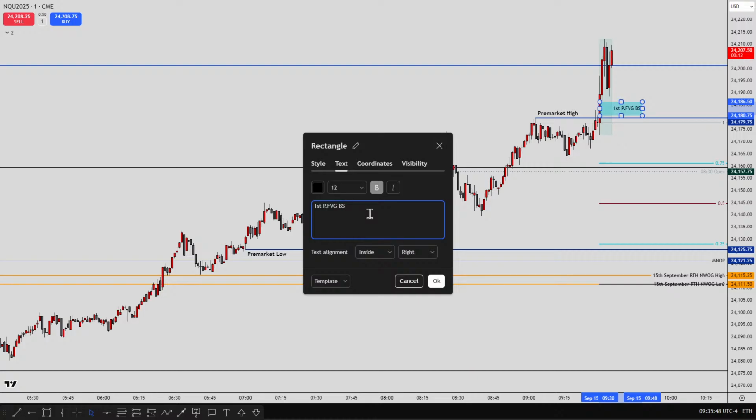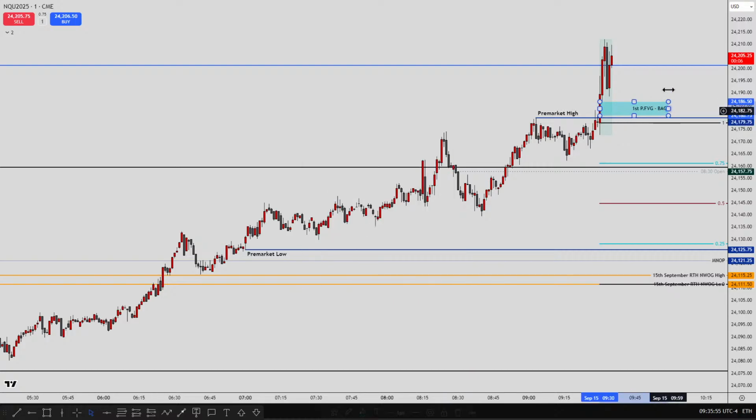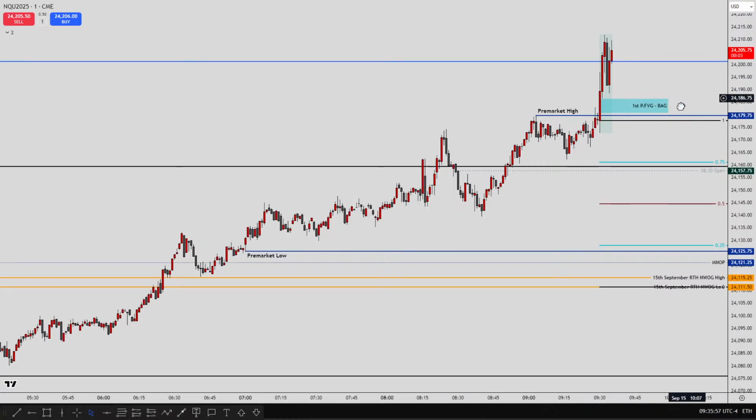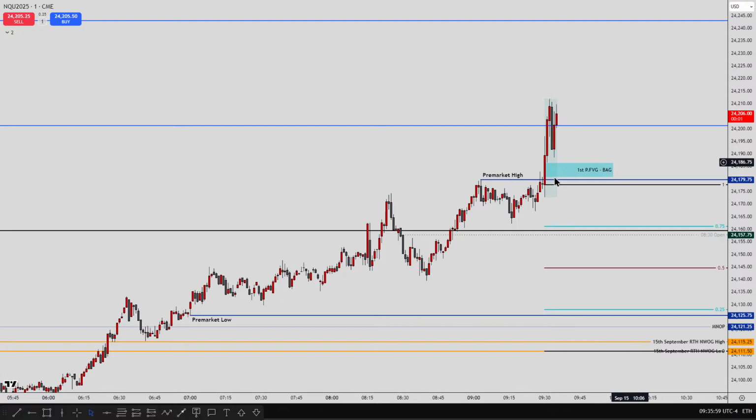Okay, currently, that is a breakaway gap. So if you ever see me annotate BAG, that is breakaway gap. A breakaway gap is when price leaves the range and it doesn't retrace back into that gap. So it's essentially broken away from that range without returning into the gap. It's broken off.